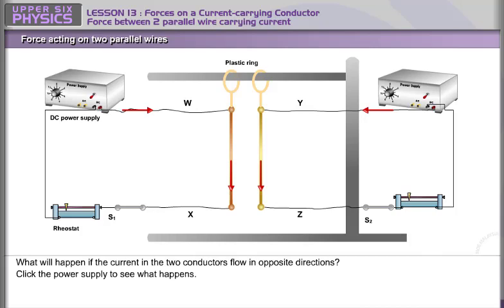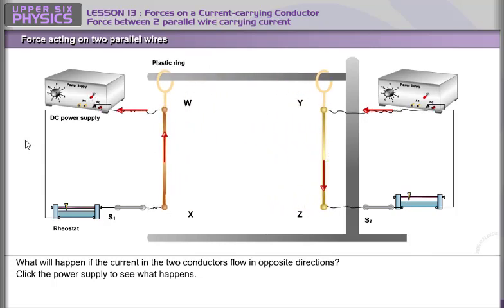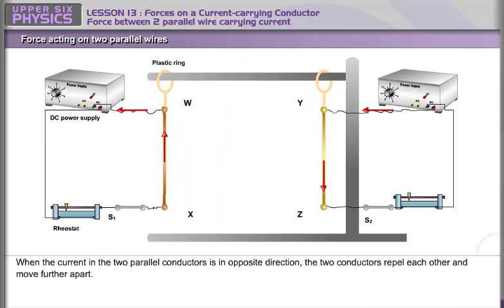What will happen if the current in the two conductors flow in opposite directions? Click the power supply to see what happens. When the current in the two parallel conductors is in opposite direction, the two conductors repel each other and move further apart.